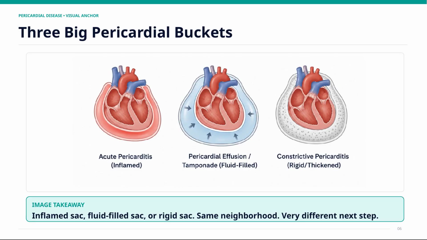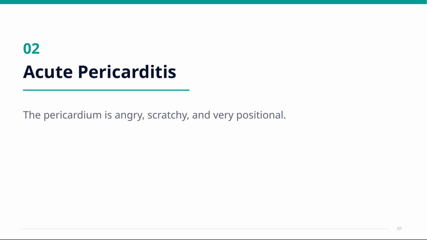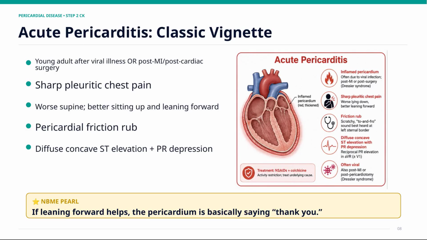Chapter 2, Acute Pericarditis. The pericardium here is angry, scratchy, and very, very positional. It's basically the moodiest organ lining in the body. Picture your classic patient, a young adult just recovered from a viral illness, or maybe a few days out from an MI or cardiac surgery. They've got sharp pleuritic chest pain. It's worse lying flat, but leaning forward? Suddenly they feel so much better.